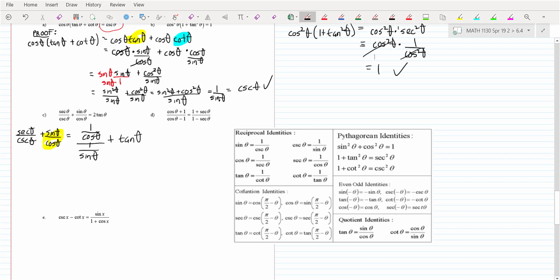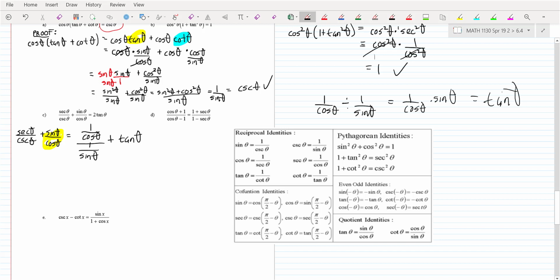You actually don't have to write that step, because what this turns out to be anyway is, and I'm going to just do this on scratch paper. You don't have to show this in your proof. 1 over cosine theta divided by 1 over sine theta is basically 1 over cosine theta times sine theta. So that's tangent theta. That's what that is.